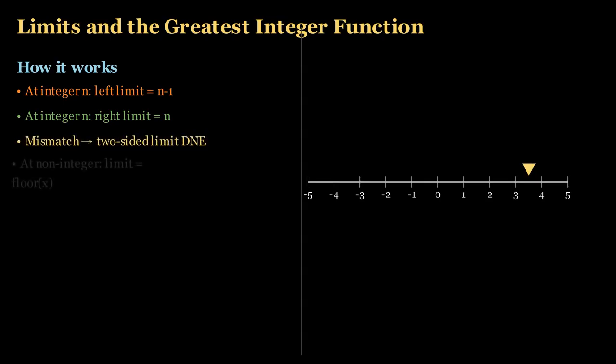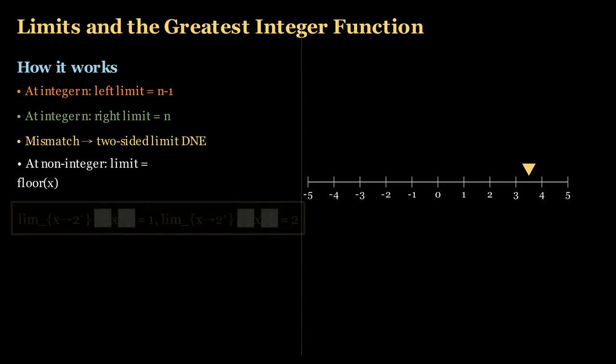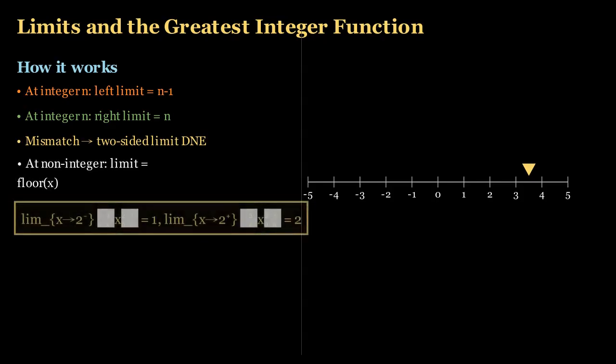But if we pick a non-integer, like 2.5, the function is flat and constant all around it. From the left, x is 2.4, 2.49, floor is 2. From the right, 2.51, 2.6, floor is still 2. Both sides agree, so the limit is just the floor value, 2. The rule is simple: at integers, the limit fails; everywhere else, it's just the step you're standing on.